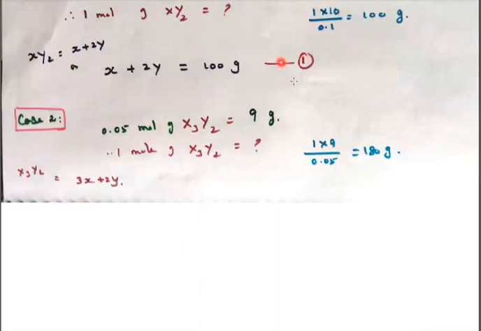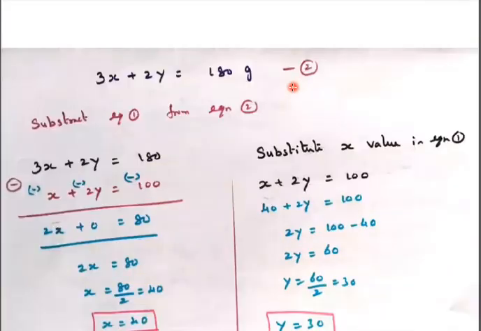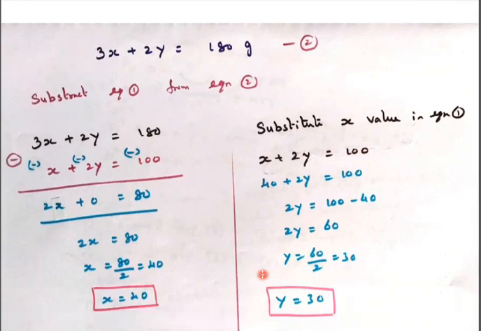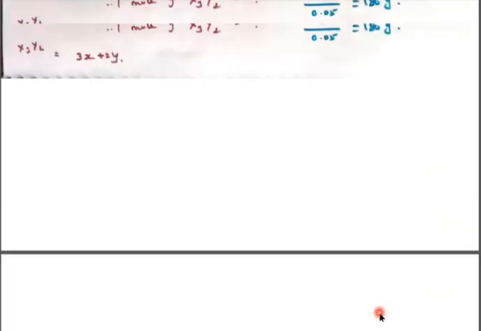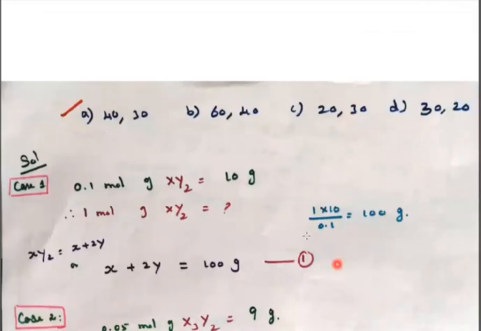x plus 2y is equal to 100. The x value is 40, plus 2y equal to 100. Therefore, 2y, take this 40 to the other side. So 100 minus 40, 60. Therefore, y is equal to 60 by 2 is equal to 30. So overall, the x value is 40 and the y value is 30. So the molecular weight of x is 40 and the molecular weight of y is 30.